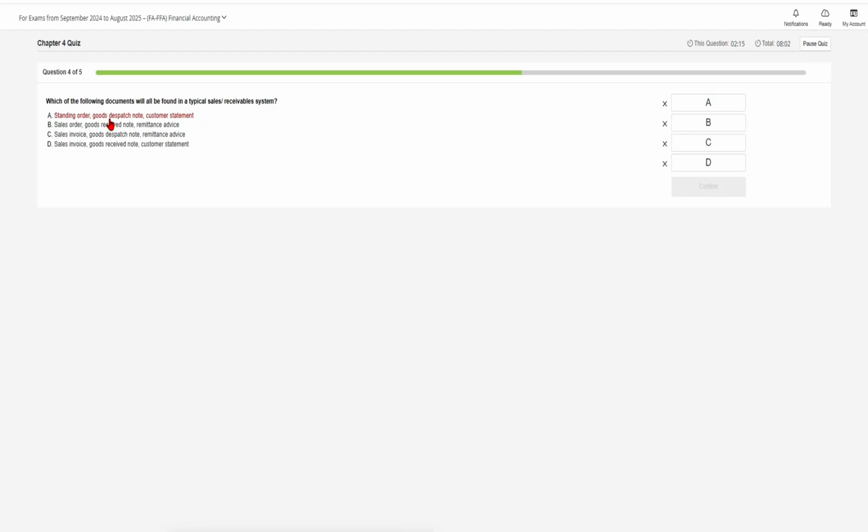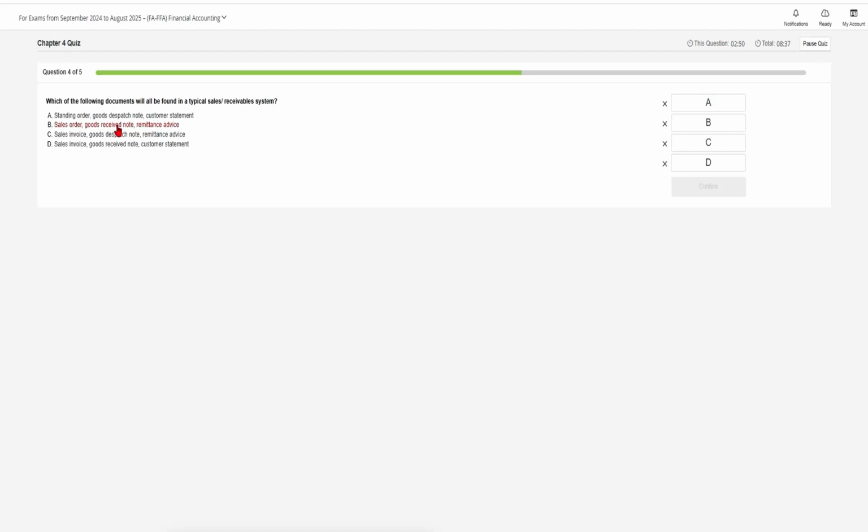The next, we have a goods dispatch note. This document is generated when goods are sent out to the customer. So this is part of the sales system. Customer statement, again, this shows the total amount owed by our customer. So this is again correct, but they have also included a standing order, which is not part of the sales system. So that's why the whole option is out. The next we have sales order. So basically a sales order document is created when a customer places an order. So it's correct and it's a part of the sales or receivable system.